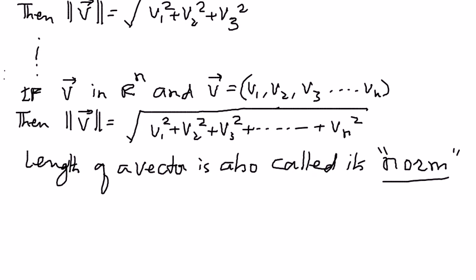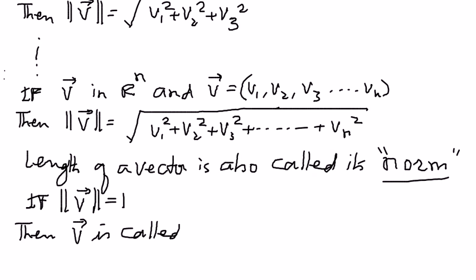If the length of the vector is equal to 1, then vector V is called a unit vector. If the length of this vector is equal to 1, then vector V is called a unit vector. And these are some of the definitions or some of the terms which we want to use moving forward into this type of discussion.